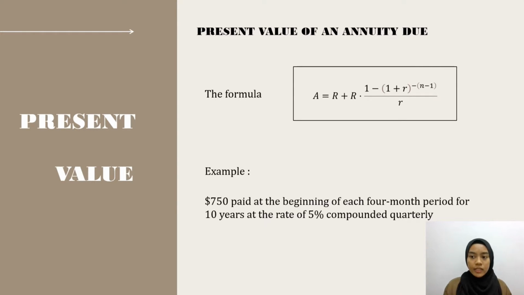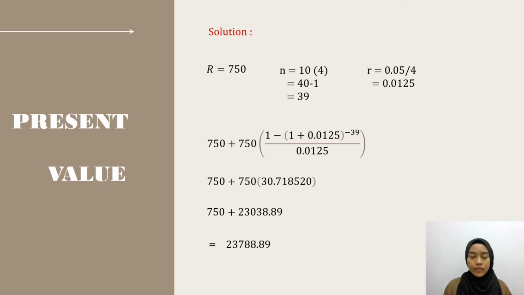So the solution is our R is 750, this is the payment value, and n is 10 multiplied by 4, which is 40, minus 1, and you get 39, and i is 0.05 divided by 4, and we get 0.0125. So put it into the formula and we will get 23788.89. This is our present value of an annuity due.